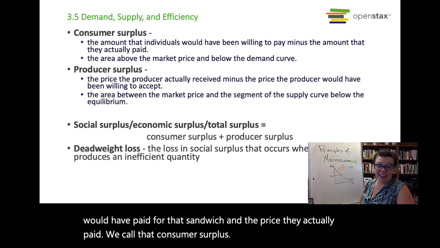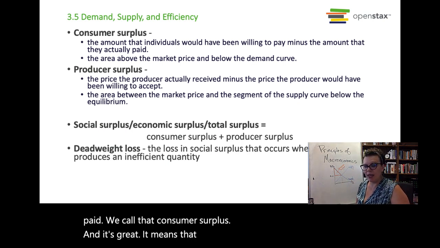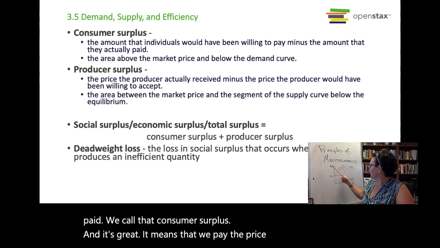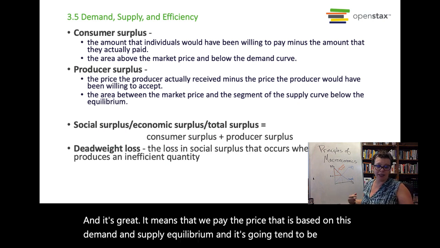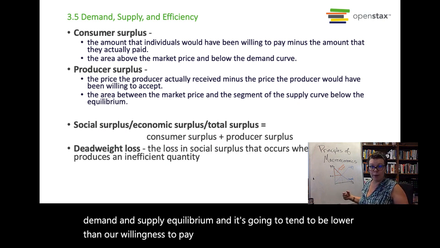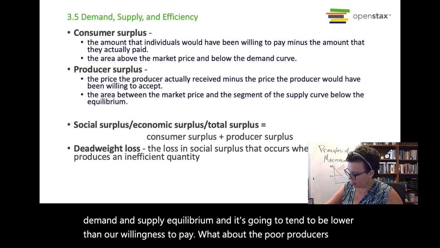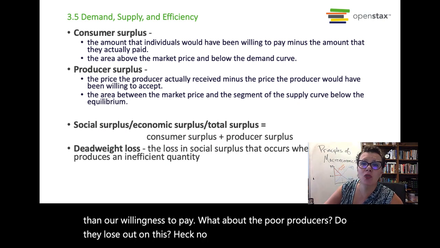And it's great. It means that we pay the price that is based on this demand and supply equilibrium, and it's going to tend to be lower than our willingness to pay. What about the poor producers? Do they lose out on this? Heck no, they have their own surplus.